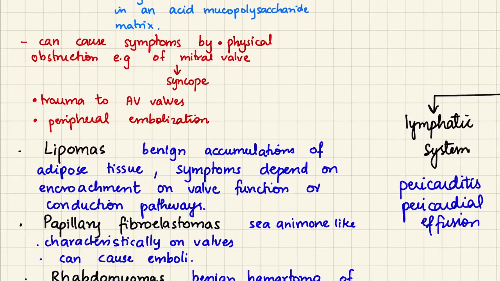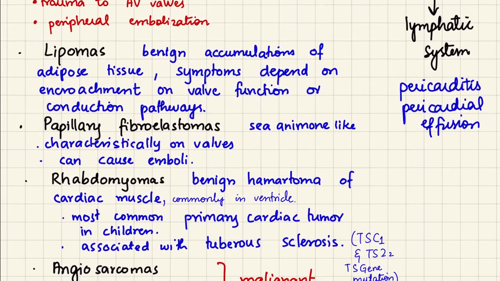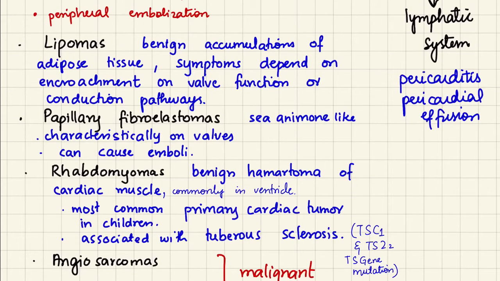Second tumors are lipomas. We already know that lipomas are benign accumulations of adipose tissue, and their symptoms will also depend on where they're present, if they're encroaching on a wall, or if they're so deeply present within the cardiac structure that they are affecting the conduction pathways. Next we have papillary fibroelastomas. We can see that these are basically sea anemone like lesions. Characteristically they are present on the walls and they can cause embolization.